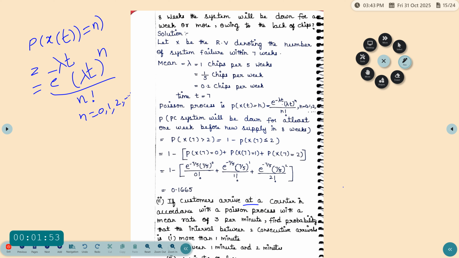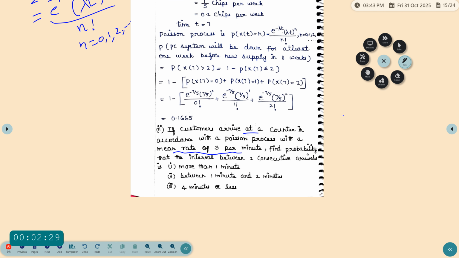Here lambda is a parameter and t denotes time. So X of t is a random variable with the time t. The Poisson process depends on the parameter lambda and the time t. So P of X of t equal to n is e power minus lambda t whole power n divided by n factorial. In the question the mean rate is 3 per minute, so we put lambda equal to 3. These are the given terms.